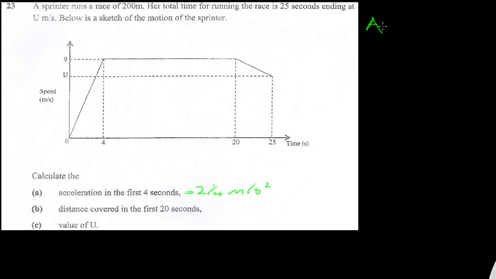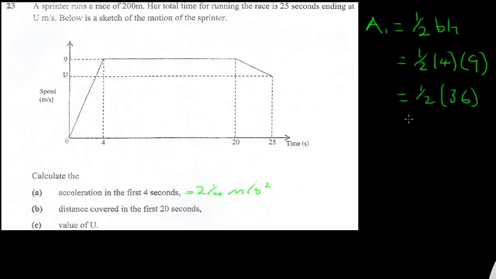The first area that we're going to find is the area of the triangle. We know that the formula for the area of a triangle is half BH. This gives us half, we have 4 and we have 9, and then this gives us half of 36, which gives us 18. This is our area 1.